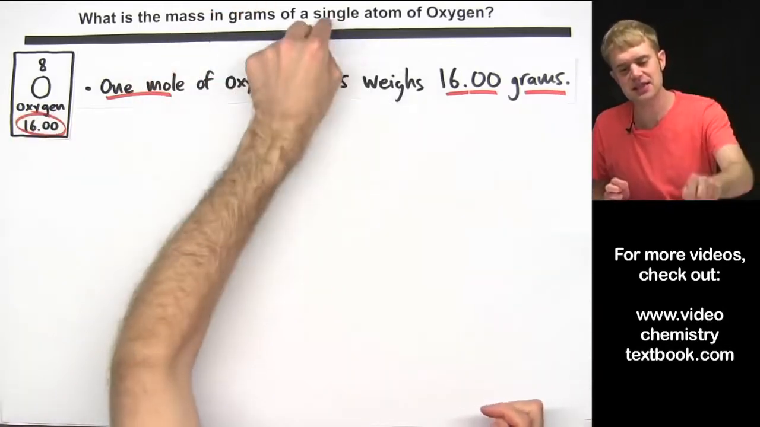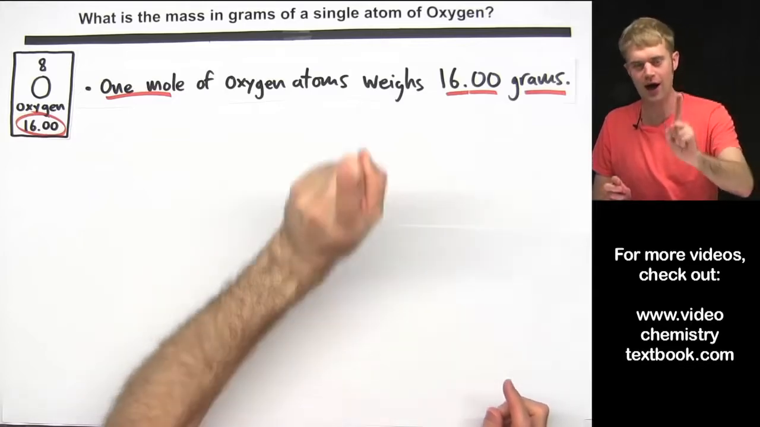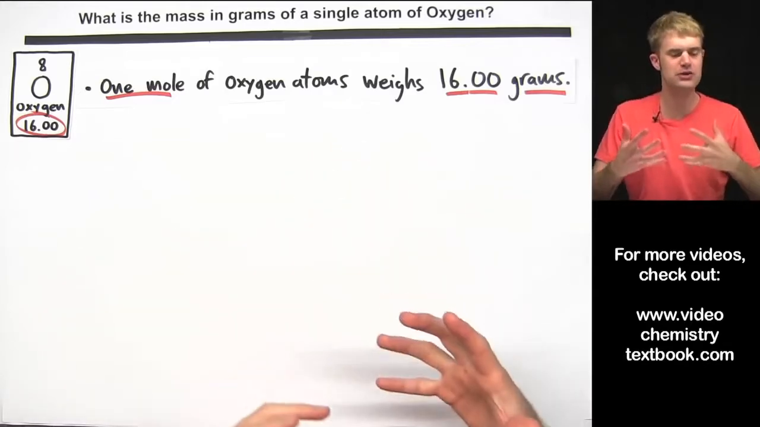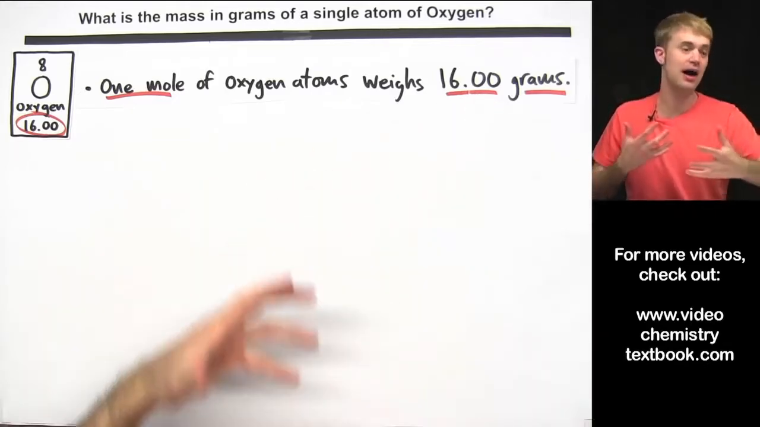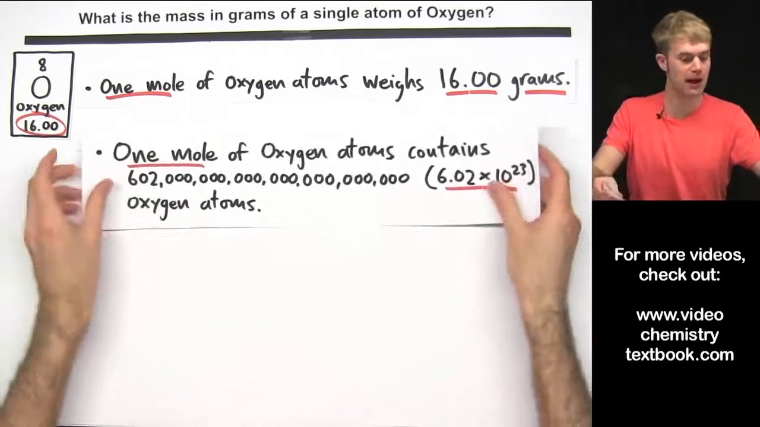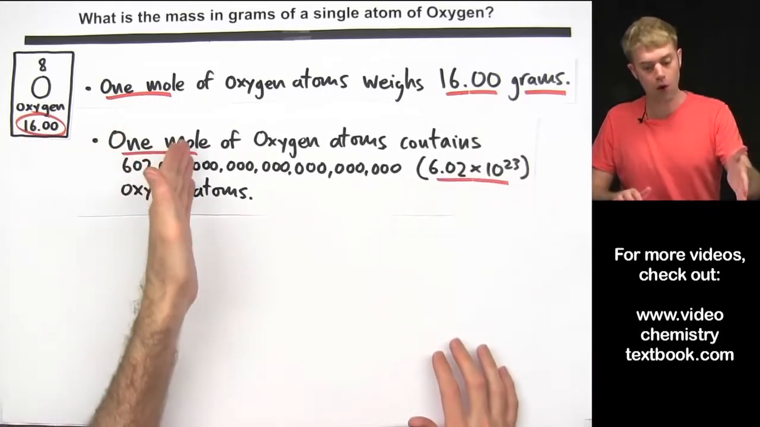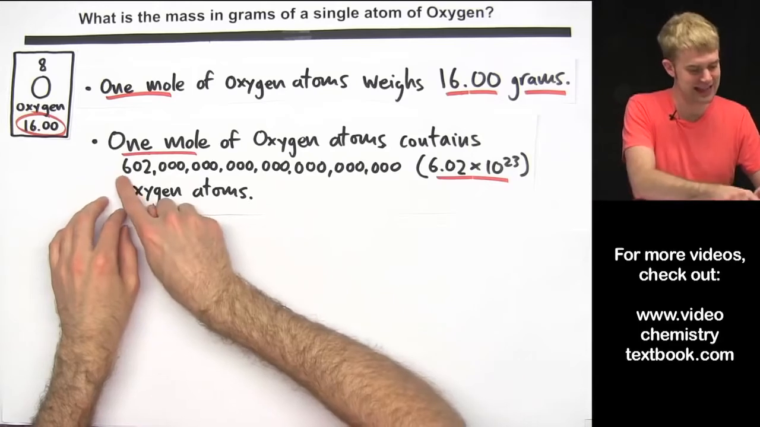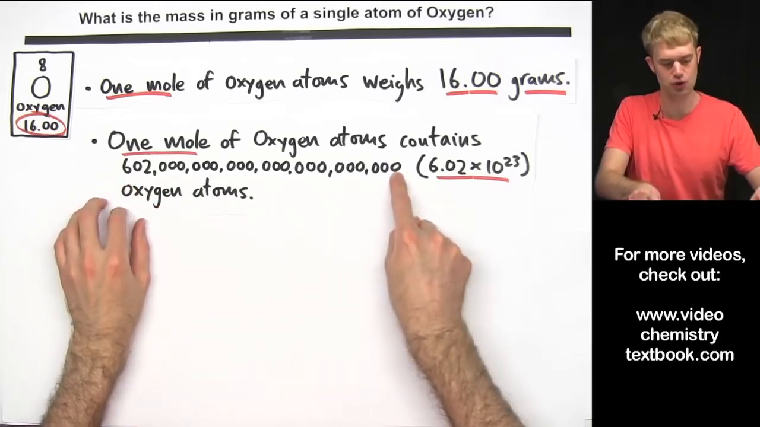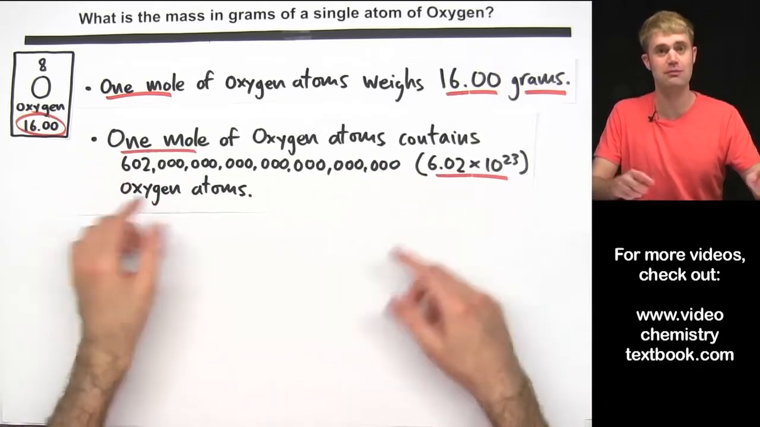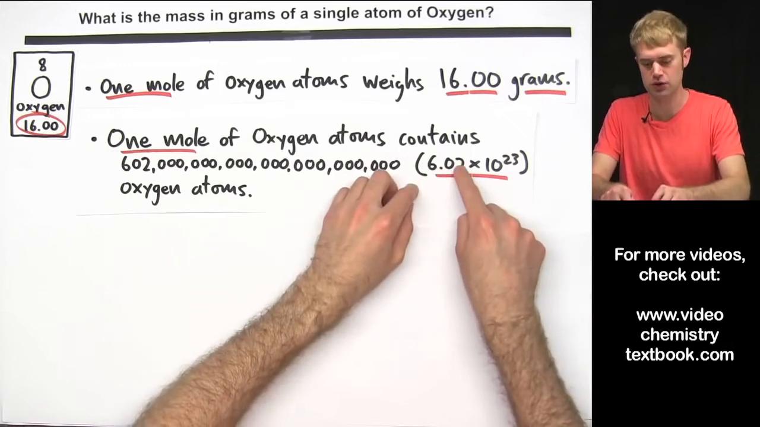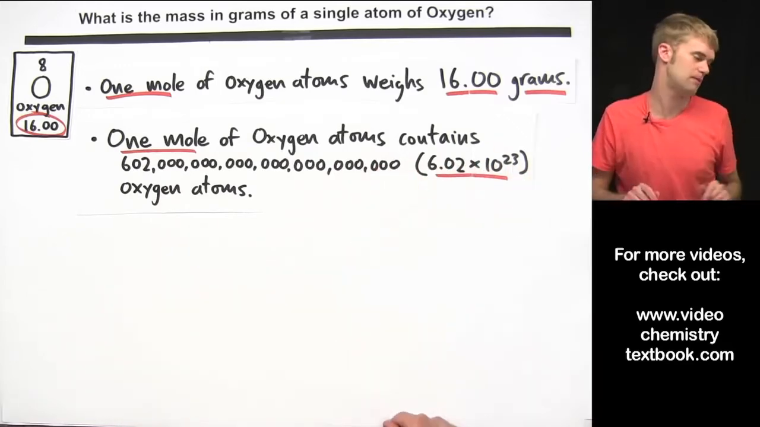Okay. But we're not talking about a mole of oxygen atoms. We're talking about a single atom of oxygen, one oxygen atom. So what do we know about the number of oxygen atoms in a mole? Well, you may know that 1 mole of oxygen atoms contains 602 hexillion oxygen atoms, which we often abbreviate as 6.02 times 10 to the 23rd.